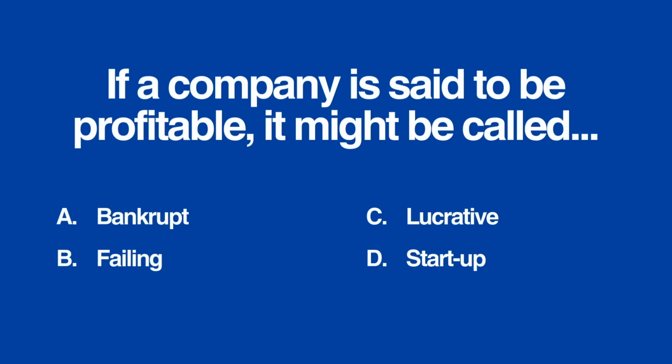Let's take a look at our question. If a company is said to be profitable, it might be called A, bankrupt, B, failing, C, lucrative, or D, startup. And the correct answer is C, lucrative.